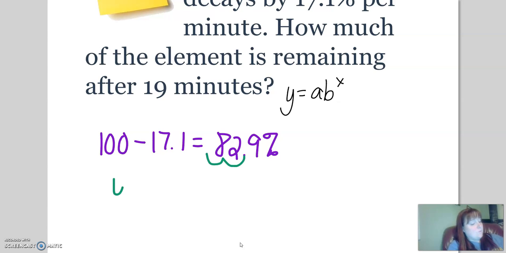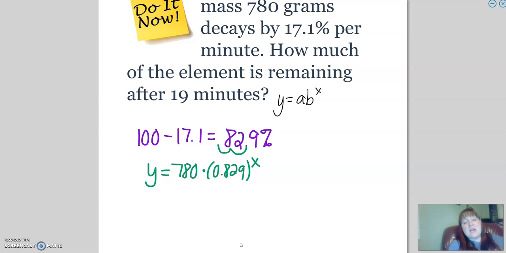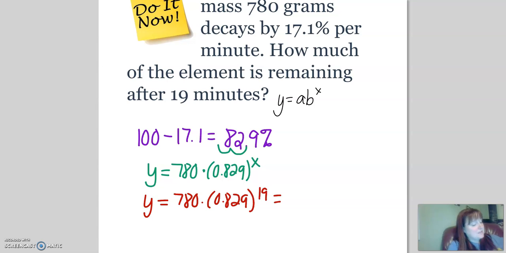So we have y equals, now our initial value was 780, so we do 780 times our rate, which is 0.829, to the x. So this is our general function, and I know lots of you like to skip right into just putting in the time, and that's fine, but you have to remember that there is a general solution that just gives us a basic function where we could put in any time and get it out. So then this is going to be our time. So we're going to put in 19 minutes for that. So we have y equals 780 times 0.829 to the 19th.